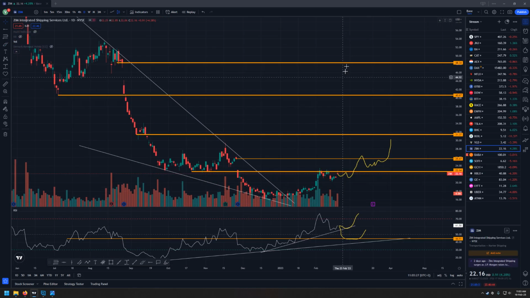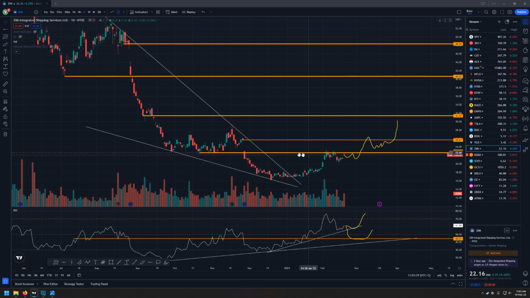ZIM is bullish. I quite like it. Once it breaks through 22.8, 20, or whatever this is, 23 - let's call it 23 - it should move up relatively quickly. There's a big gap and volume air pocket here, and then it can easily get to 31. The big problem is 23.